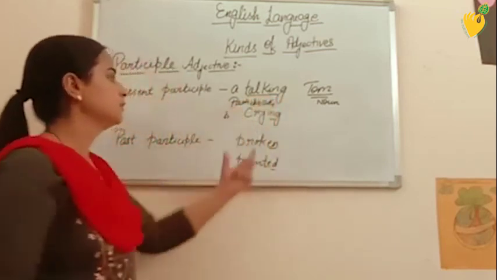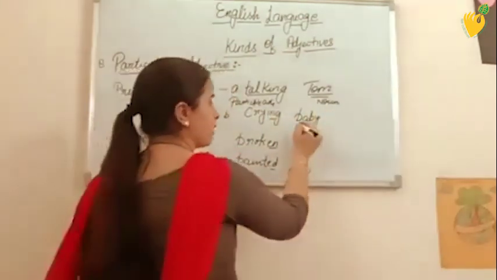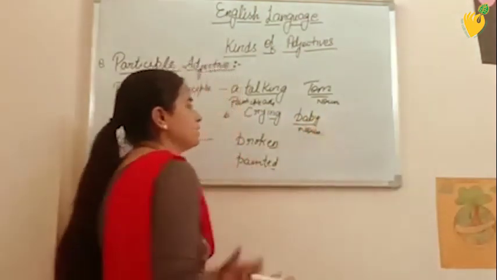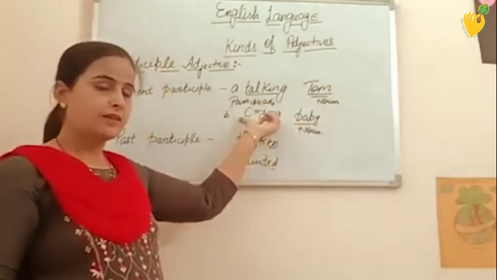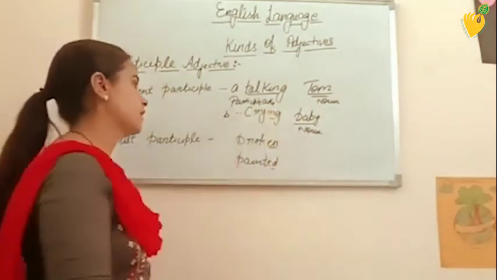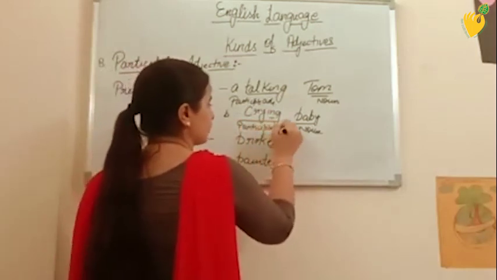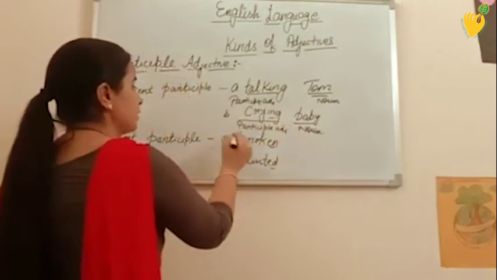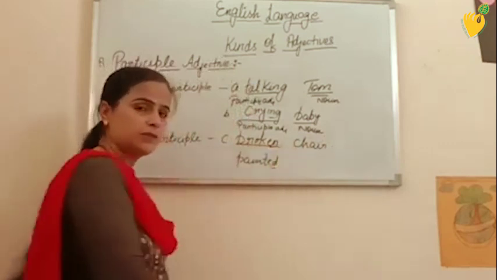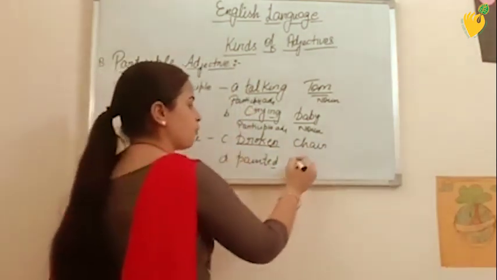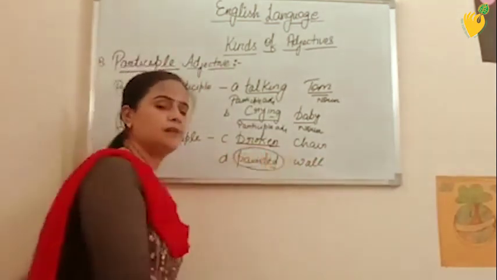Now, next example, crying baby. Here again, baby is a noun and crying is giving information about this noun word. So, crying is an adjective. Again, it is a participle. So, crying is known as a participle adjective. Few more examples are there. Broken chair. Here, broken is a participle adjective. Painted wall. In this example, painted is a participle adjective.